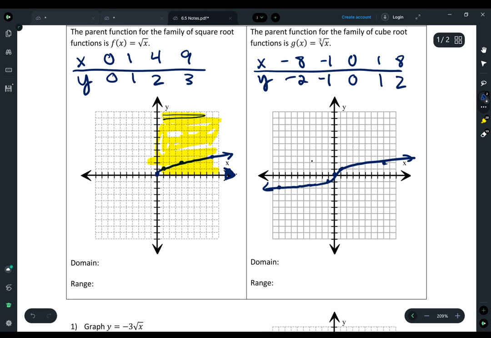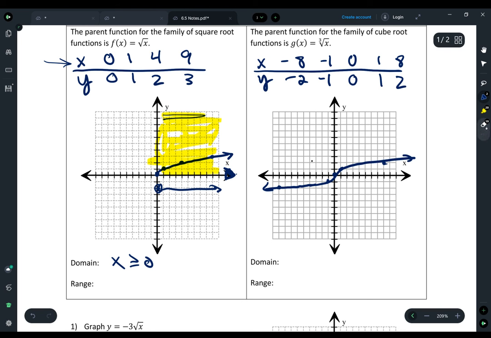So when I'm looking at my domain, if I'm just looking graphically, I can see that it's only on this x-axis, and it starts at 0 and it goes everywhere this way. So it goes from 0 up. And so that means that my domain is going to be x greater than or equal to 0. I can also see that on my table. My table doesn't have any negative numbers. It starts at 0 and it gets bigger. That's greater than or equal to 0.